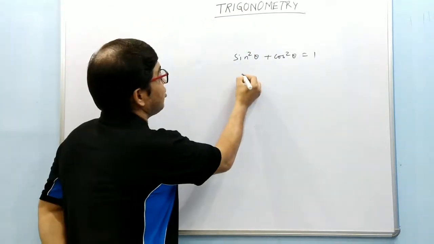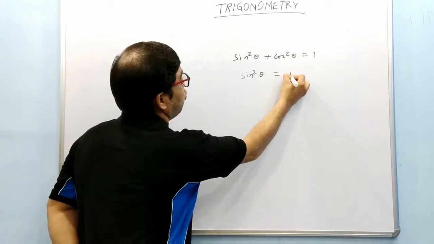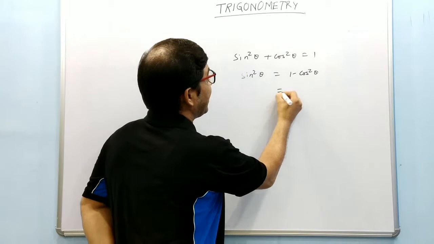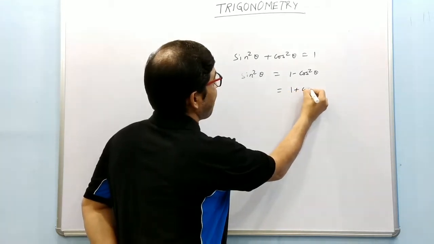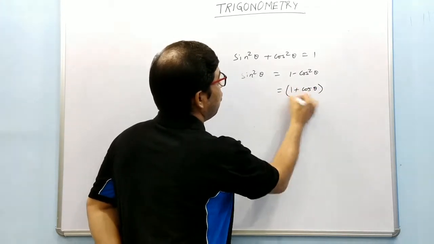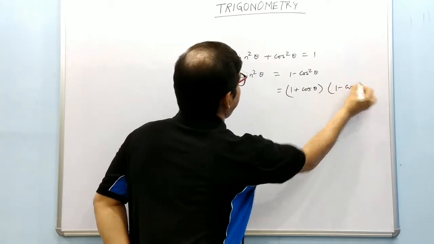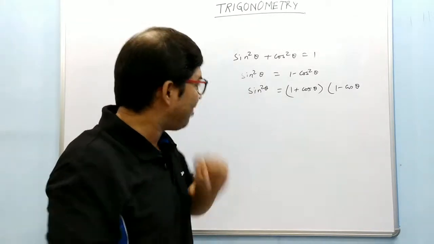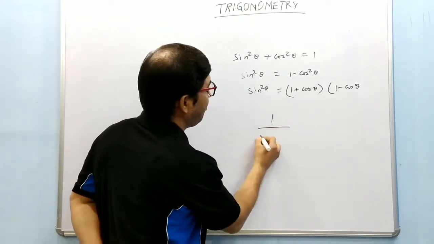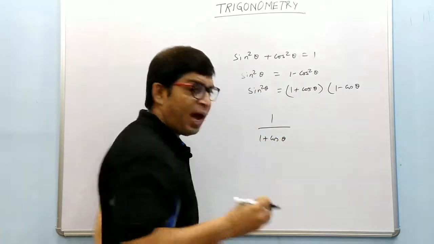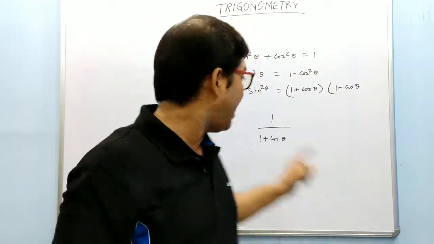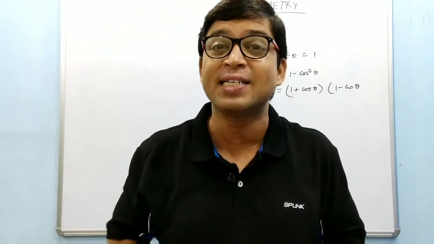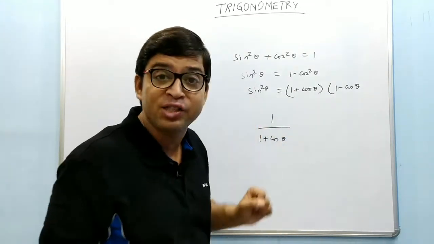See, we can just write sine square theta is equal to 1 minus cos square theta. This can further be written as 1 minus cos square theta is equal to 1 plus cos theta into 1 minus cos theta, which is equal to sine square theta. What use can we make of this? If it is given 1 by 1 plus cos theta and we have to simplify that, we know that if we multiply it by 1 minus cos theta, known as rationalization, it will give us sine square theta.